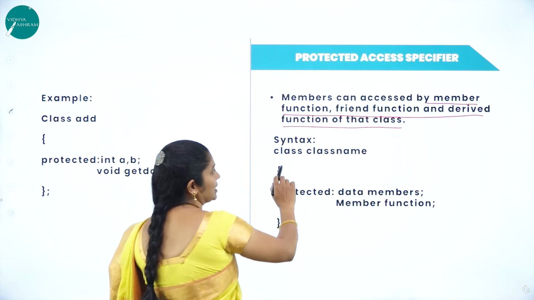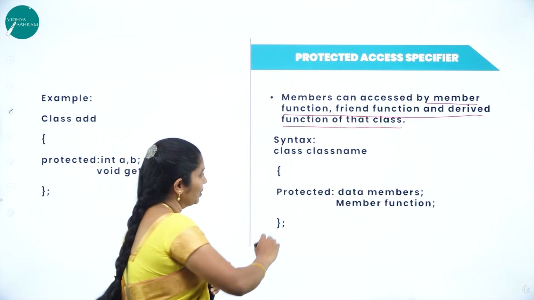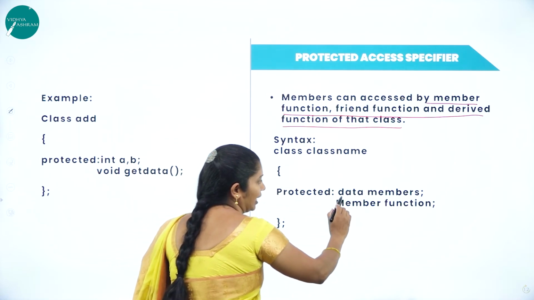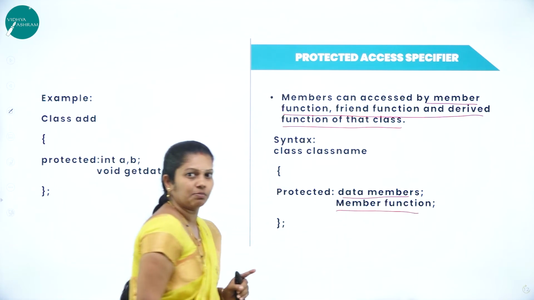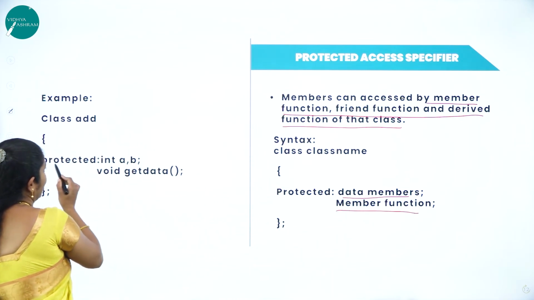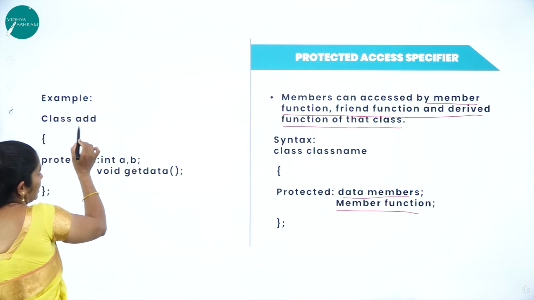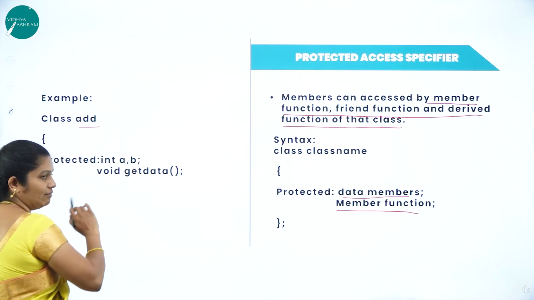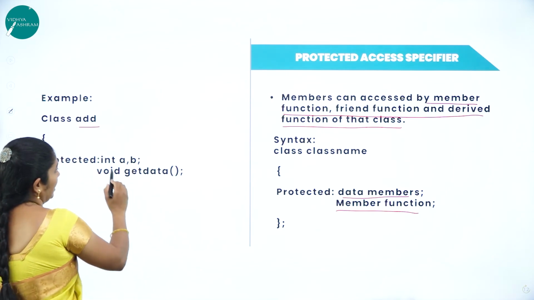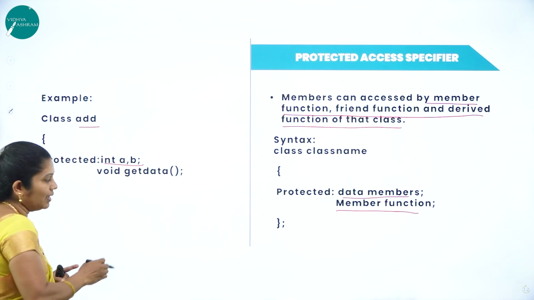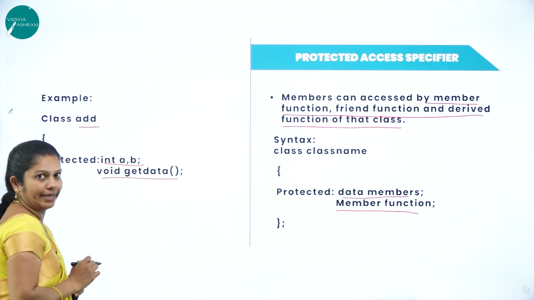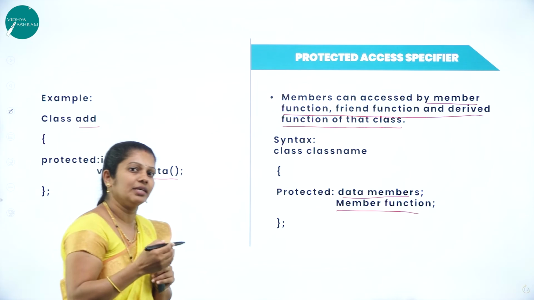While writing the syntax, as usual, class name. Here we have protected. In this also data members as well as member functions. In the example also, protected, same as usual, class name is add. Here we are just replacing it with protected. Data members A and B, member function void getdata. Then how to remember this?